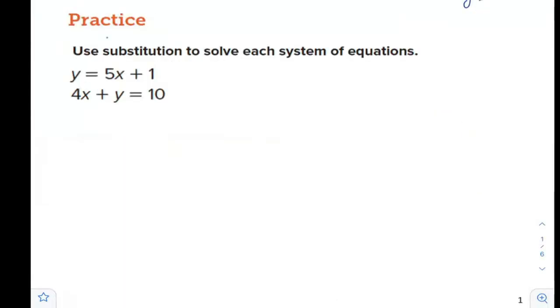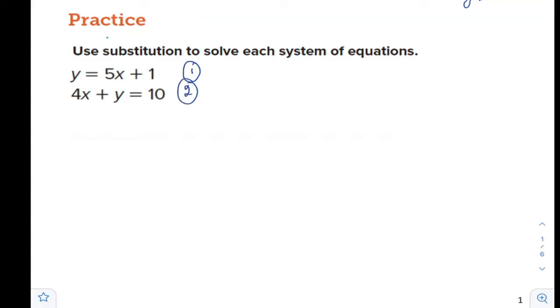Let's start with the first exercise. Use substitution to solve each system of equations. y equals 5x plus 1, and 4x plus y equals 1. We have equation 1 and equation 2.